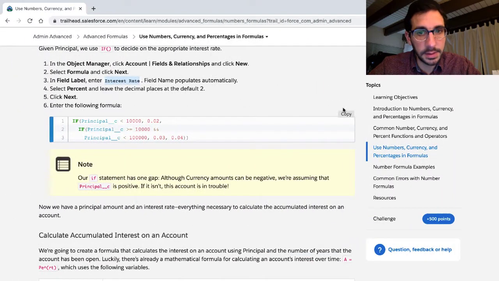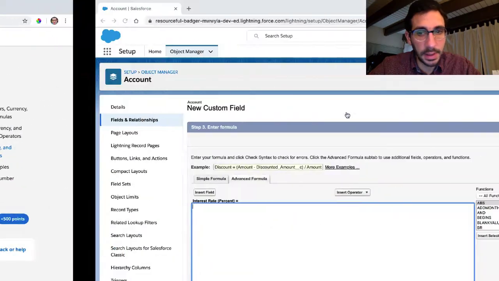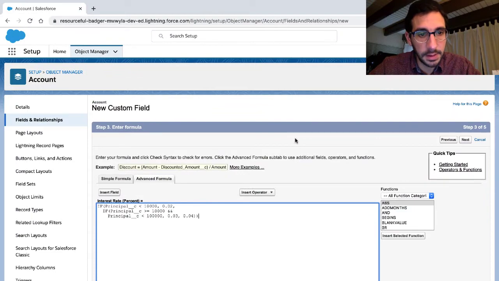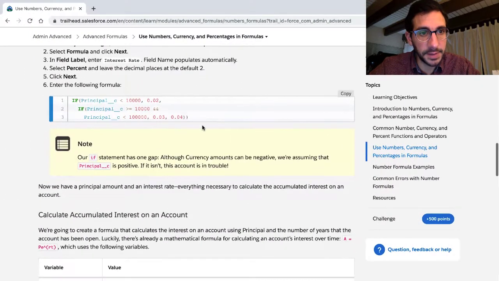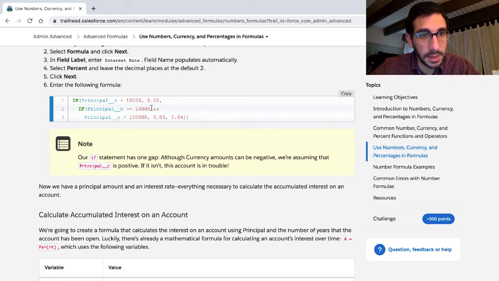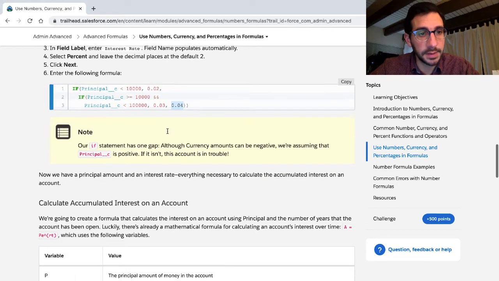We're going to copy the formula and enter this in here. And this is going to be saying that if the principal is this, then the interest rate's that. If the principal is greater than or equal to 10,000 and the principal is less than 100,000, then the interest rate's 3%. If it's anything else, which can only mean it's greater than 100,000, then the interest rate's 4%.